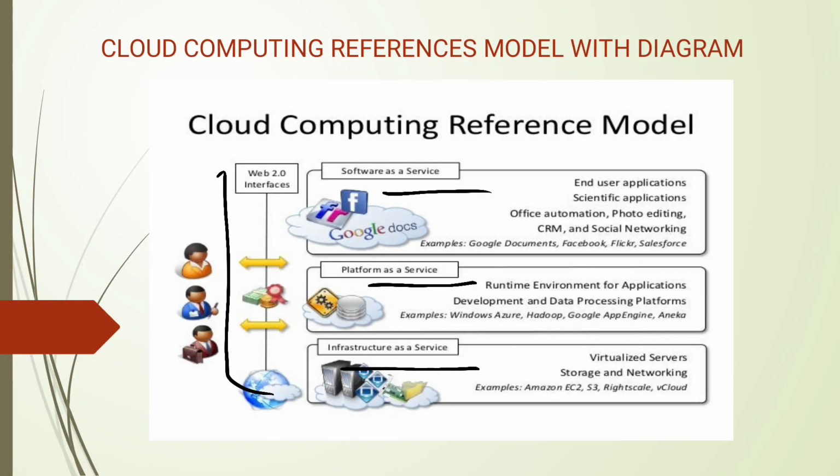And information about infrastructure as a service: it is virtualized servers, and it has storage and networking. The examples for infrastructure as a service are Amazon EC2, S3, RightScale, and vCloud.